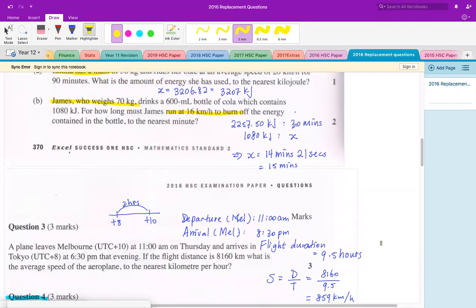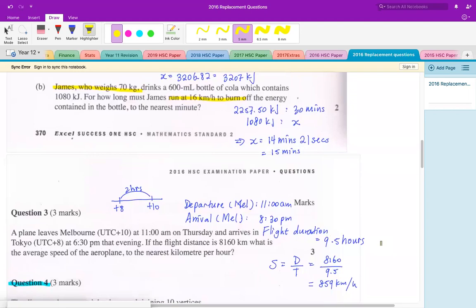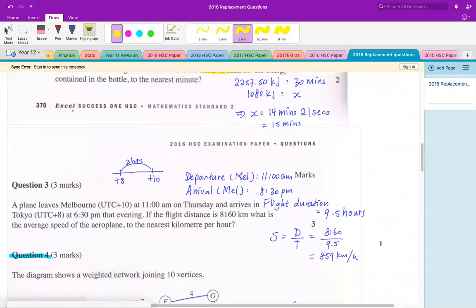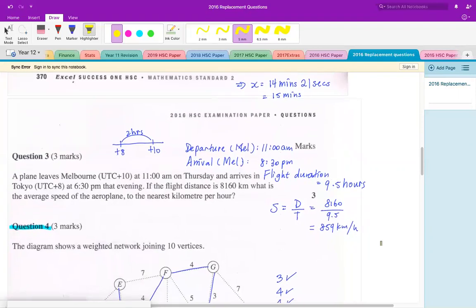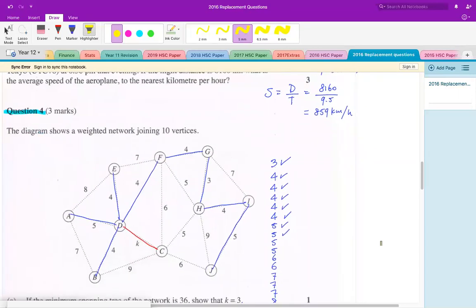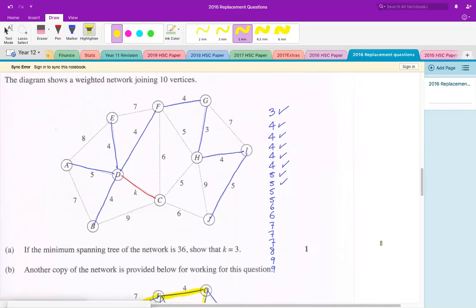Does anyone want me to talk about question 3? No, that one was easy, but question 4. Okay, question 4.